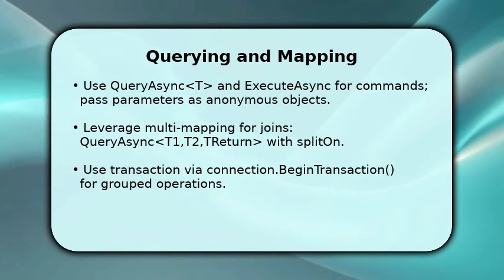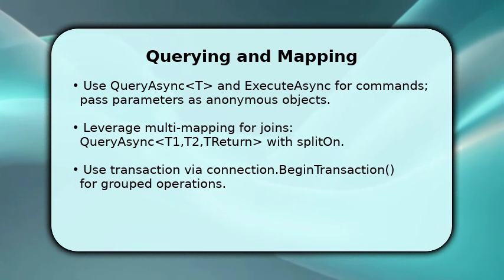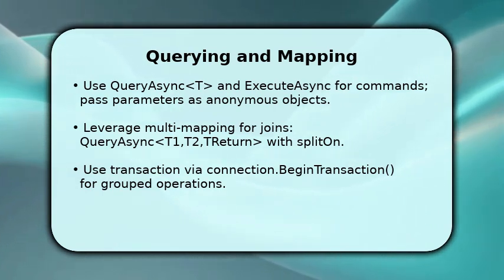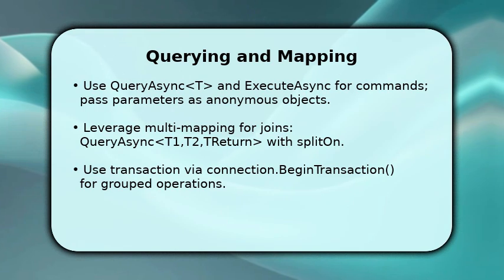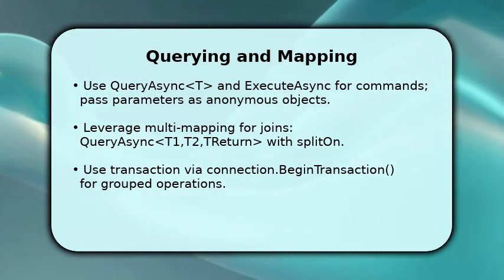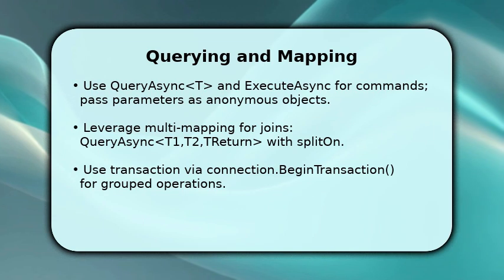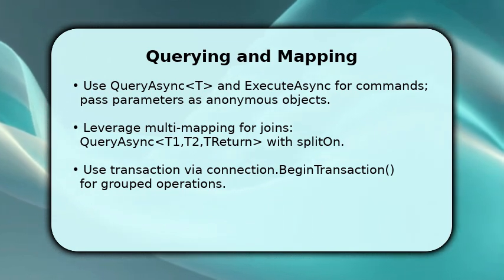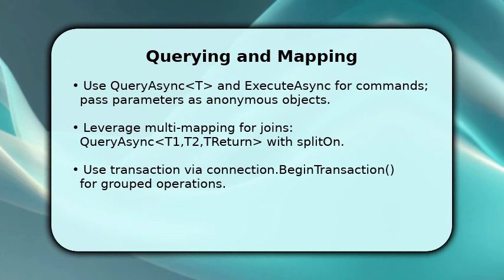Next, write your data access logic with QueryAsync<T> for selects and ExecuteAsync for updates or inserts. Pass parameters as anonymous objects like new { Id = id }. When joining tables, use Dapper's multi-mapping overloads and set splitOn to control column mapping, which keeps object graphs correct.